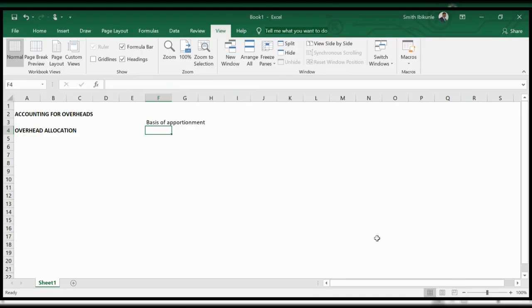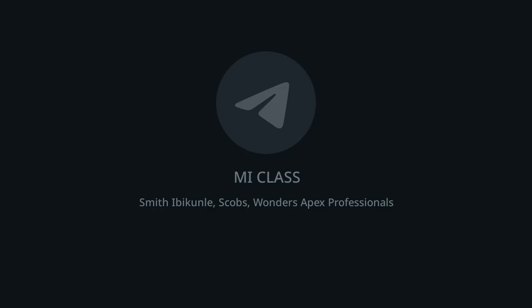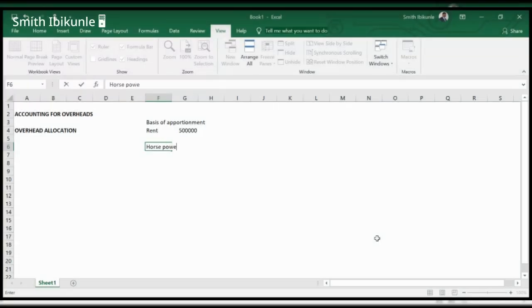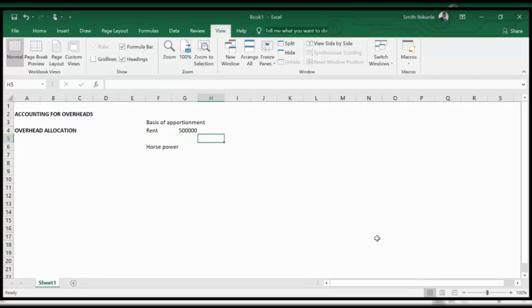Take for instance, if you want to share rent, there are three factories and we have spent 500,000 naira on rent. Now I want to share it between the three factories to know how much rent is in Coke, how much rent is in Fanta, how much rent is incurred by water. So how do we share it? They can give you different bases of apportionment. They can give you something like horsepower. They'll tell you this is Coke, this is Fanta, and this is water.